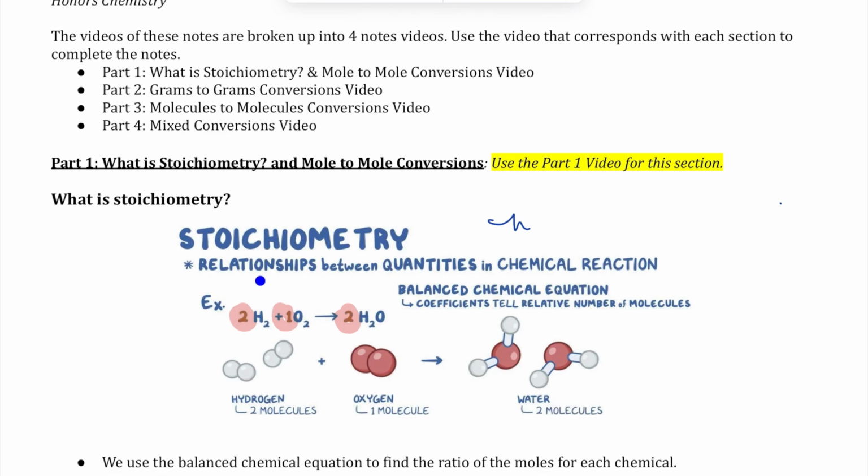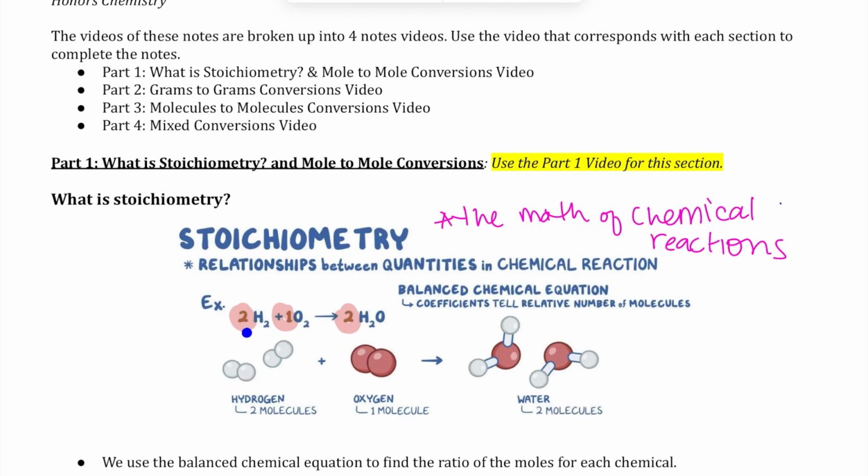Stoichiometry tells us the relationship between quantities in chemical reactions. Another way to think of it is that stoichiometry is the math of chemical reactions. In order to do this math, we need a balanced chemical equation. It's going to tell us the ratios of all of our different chemicals in the coefficients.